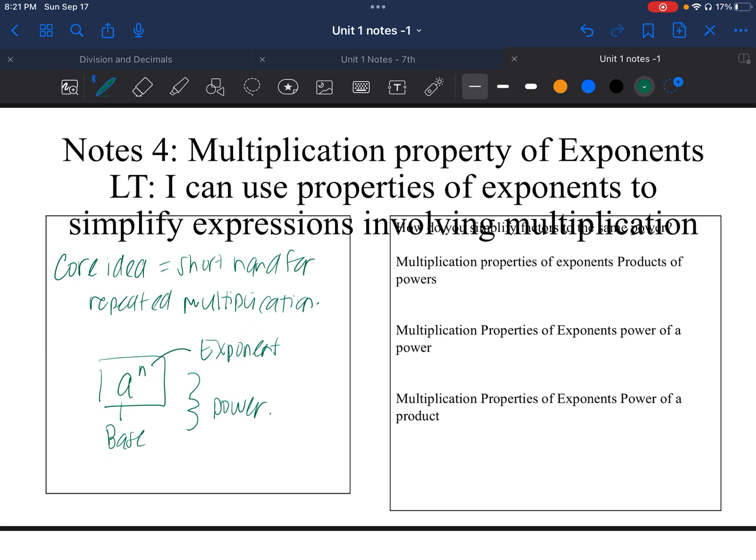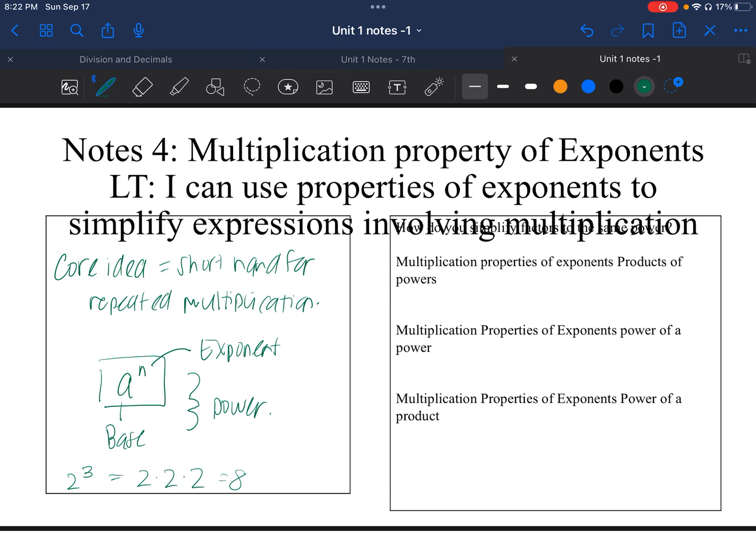So when we are looking at 2 to the third, this is the same as 2 times 2 times 2. So we have 3 2's in there, and they give us 8. So it's the expanded multiplication form.